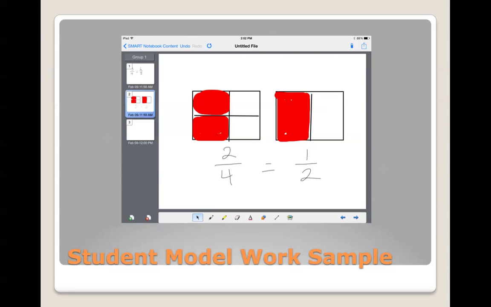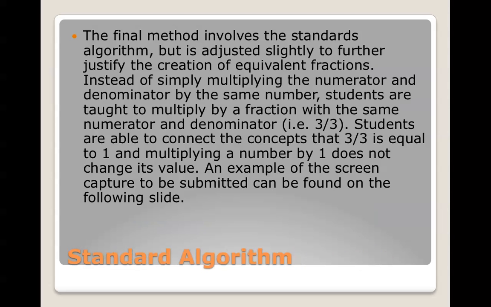You can see that they drew the left rectangle has 4 total pieces and 2 of them are colored in, and the right rectangle, which is the same size, has 2 pieces and 1 of them is colored in. So they both have the same amount colored in, so they are equivalent fractions. They're just two different ways of drawing and modeling those equivalent fractions.